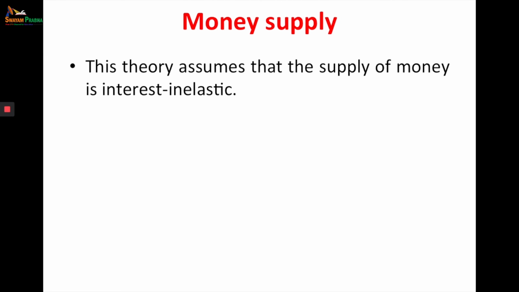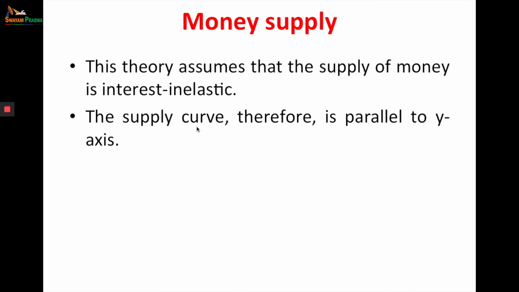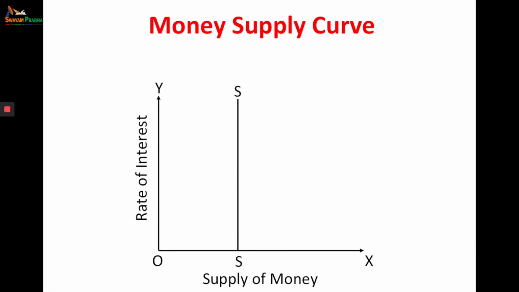The Keynesian theory is a demand-side theory, which says that demand creates its own supply, not that supply creates its own demand. Classical theory says that supply creates its own demand, but Keynesian theory says no, demand creates its own supply. So in the case of money supply, this theory assumes that money supply is interest inelastic. The supply curve is therefore parallel to the y-axis, as in this diagram. Any change in the rate of interest will not affect the supply of money.